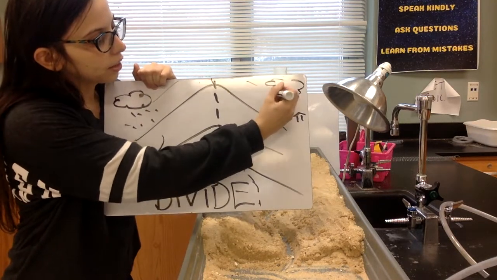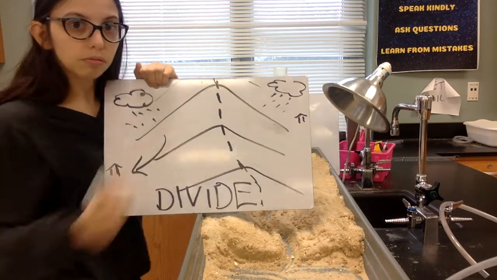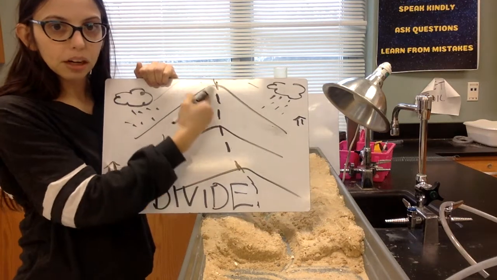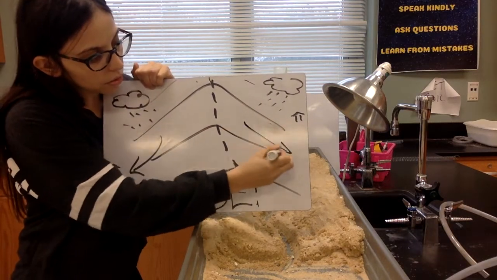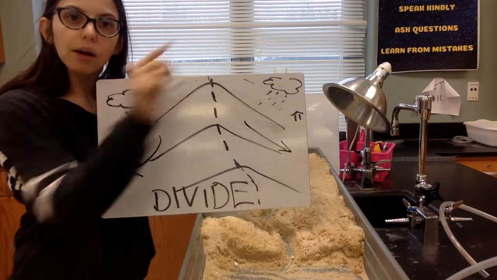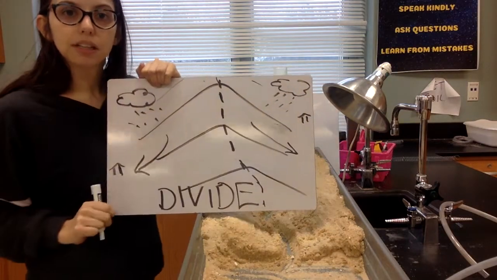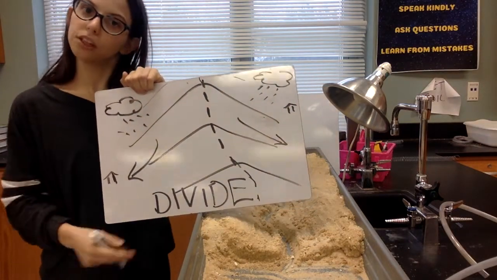If it rains over here on this side of the divide, all right, the water can't make it up the mountain and over to the other side because that's not how gravity works. That water is going to run off downhill that way. So this would be one river basin over there, and this would be a different river basin over here.